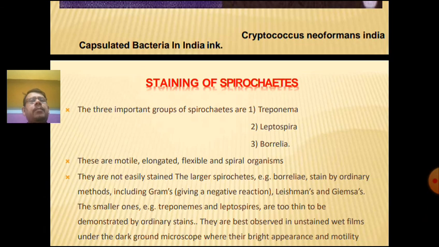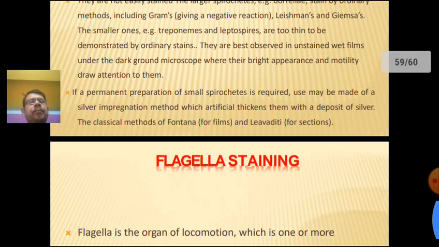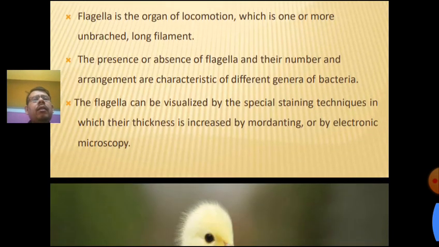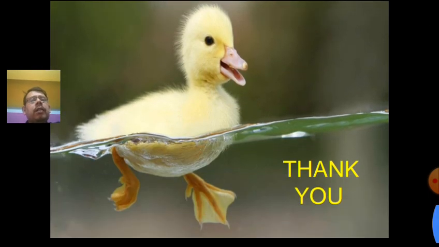Next, another staining for the spirochetes. Generally there are 3 spirochetes available in our environment. One is Treponema pallidum, which produces syphilis, then Leptospira and Borrelia. These are the 3 spirochetes, identified by different staining techniques already given in these slides. Next is flagella staining. Flagella are also part of the organs of bacteria, and how they are identified will be described. This is all for the different staining procedures by which you can identify bacteria and also identify the disease.